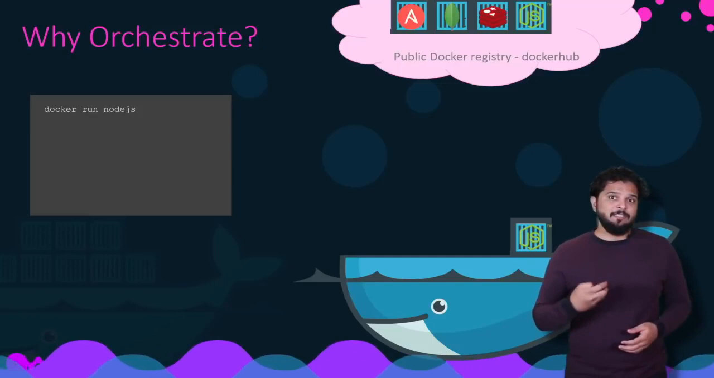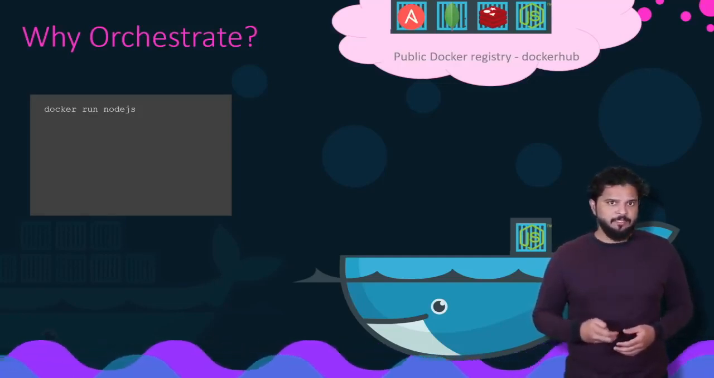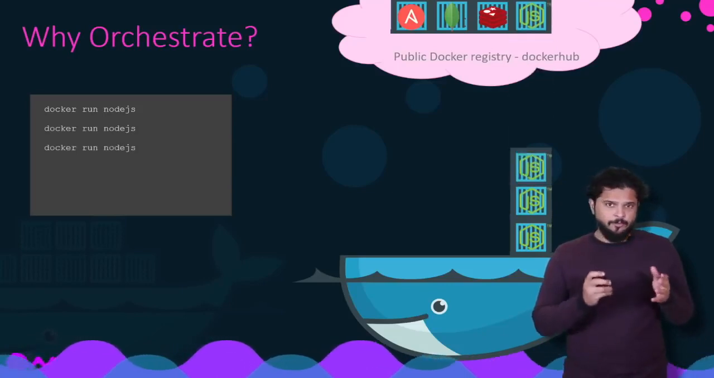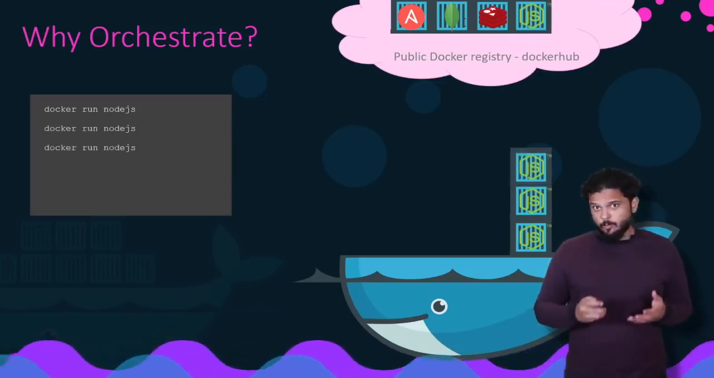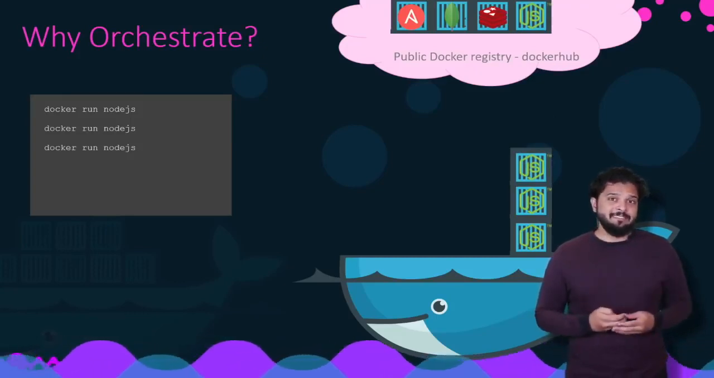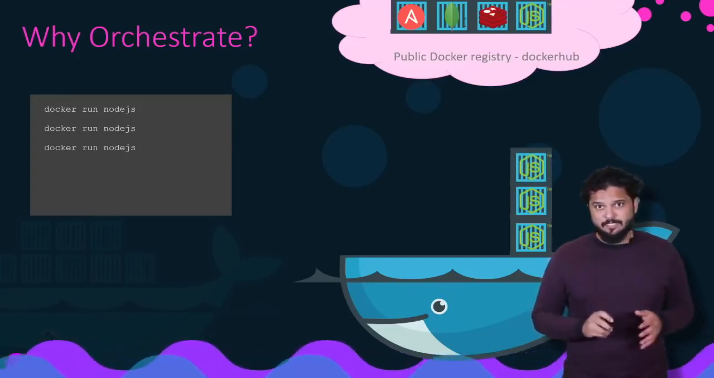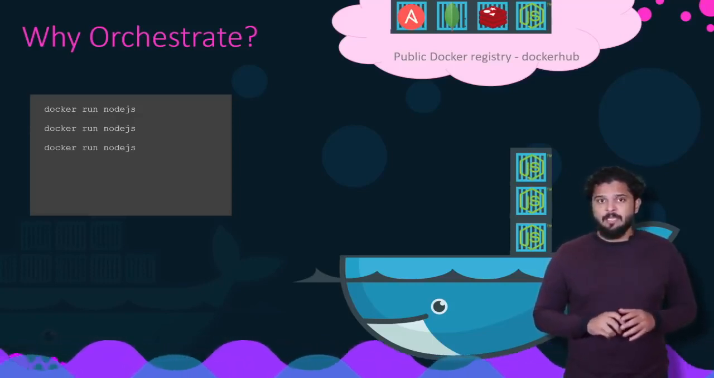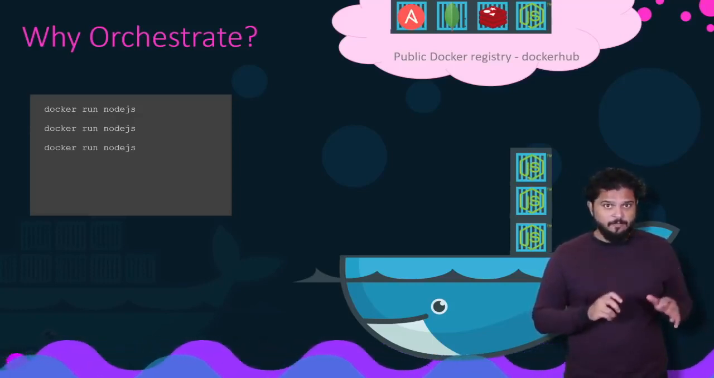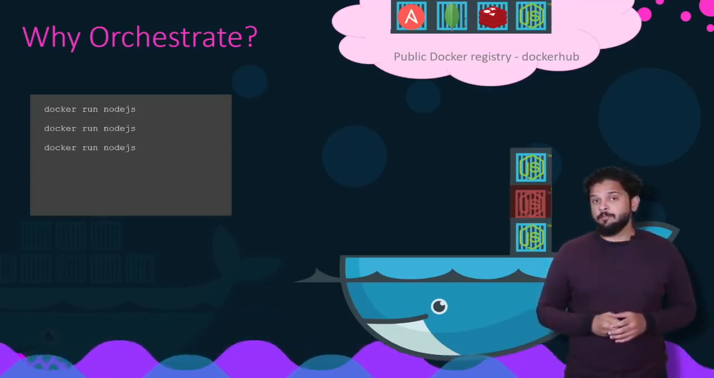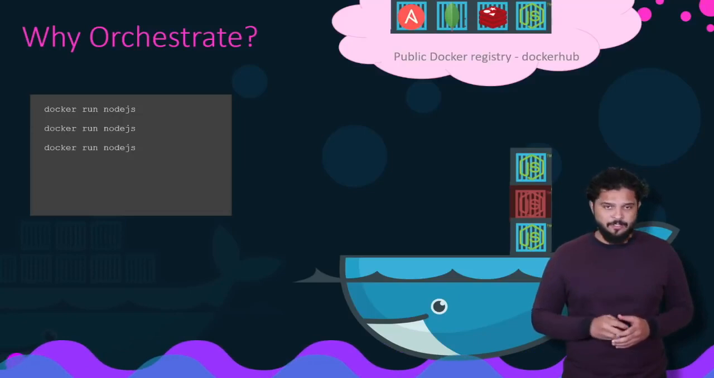You deploy additional instance of your application by running the docker run command multiple times. So that's something you have to do yourself. You have to keep a close watch on the load and performance of your application and deploy additional instances yourself. And not just that, you have to keep a close watch on the health of these applications. If a container was to fail, you should be able to detect that and run the docker run command again to deploy another instance of that application.